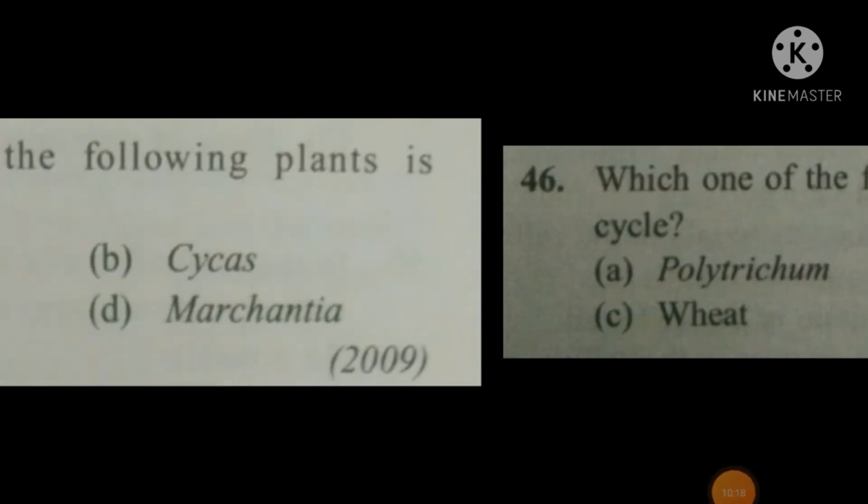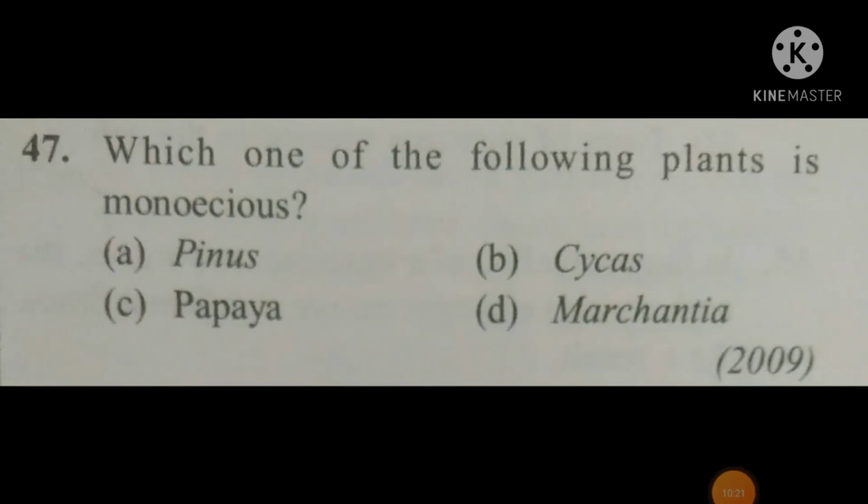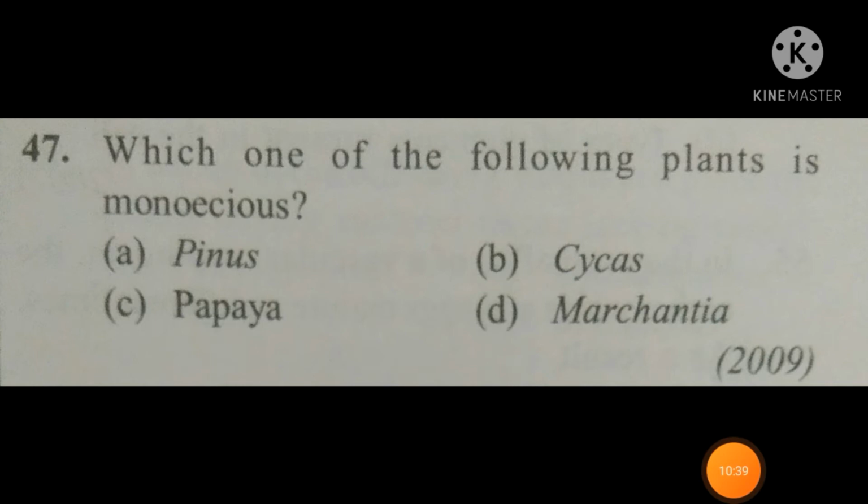Next question, which one of the following plants is monoecious? A. Pinus, B. Cycas, C. Papaya, D. Marchantia. So the correct answer for this is A, Pinus.